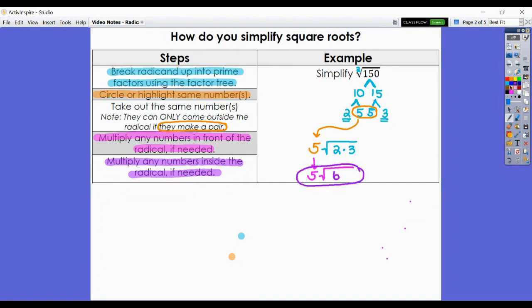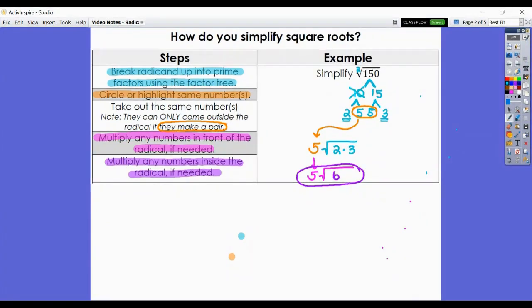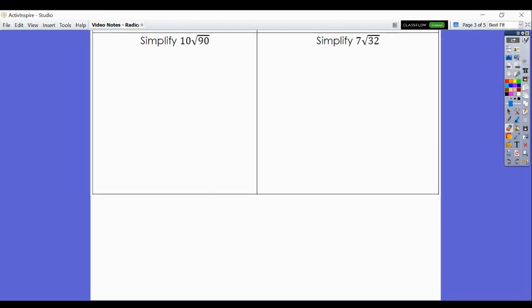When I was thinking about numbers outside and inside, I did not account for or use 10 or 15, because those were simplified down even more. You only look at the very simplified prime factors to write your final answer. So to help you out, cross out 10 and 15. You will never go back and use anything you broke down. Let's try the next example.